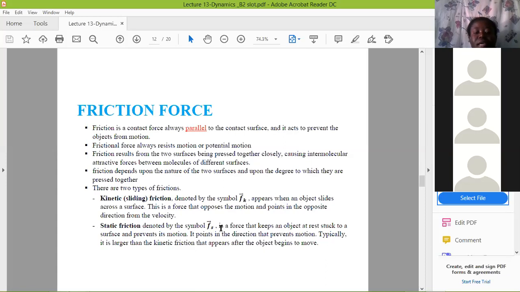Then we have another one that is called static friction, as I said. This one is denoted with Fs. The static friction is a friction force which keeps the object at rest. In other words, it is the friction on the surface in such a way that the object will not move. If you apply a force to an object and the friction force of the surface is greater than the applied force, then your object will not move.